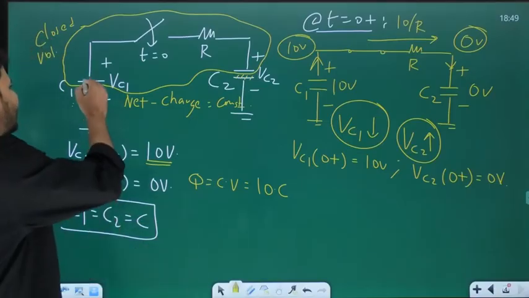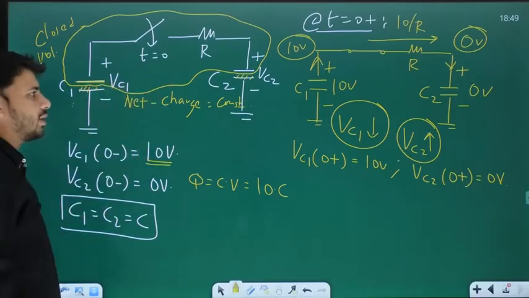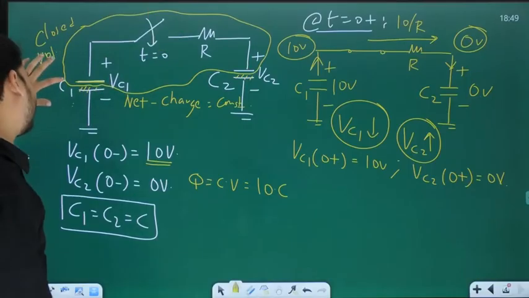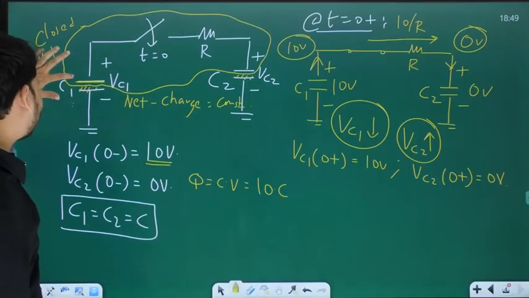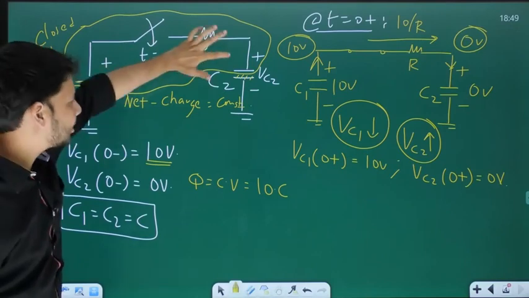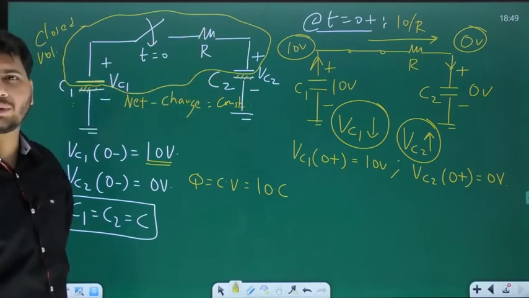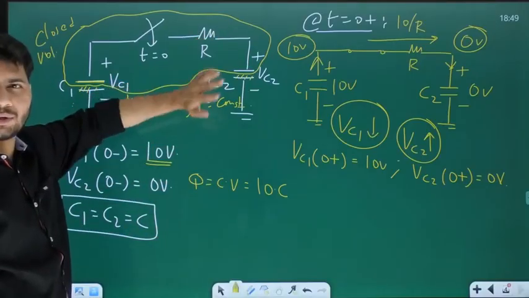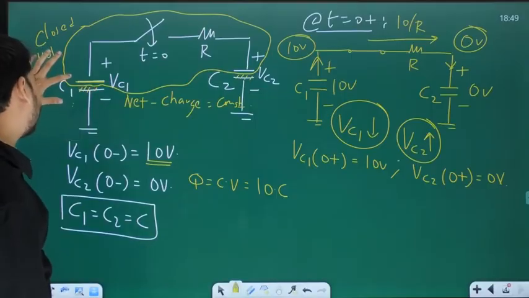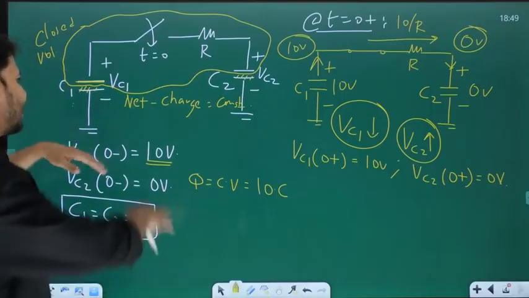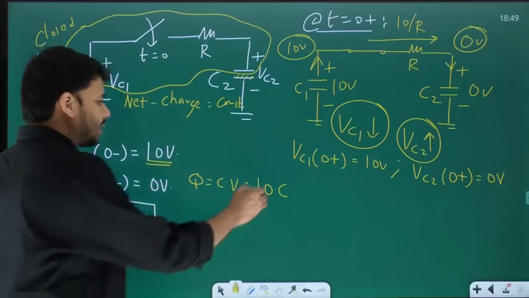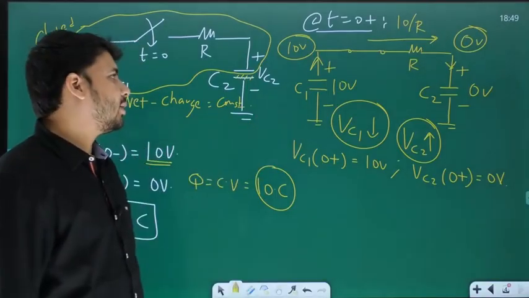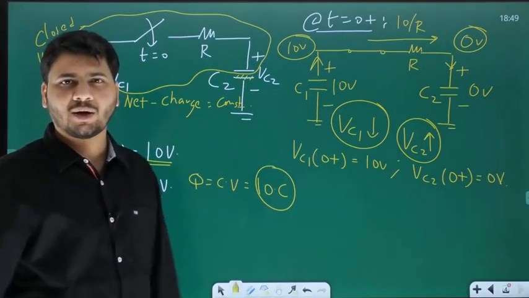But it is only the top plate which is inside this closed volume. So if I ask you, what is the charge within this closed volume? Is it not the charge stored on the top plate of C1 plus the charge stored on the top plate of C2? C2 is initially uncharged, so the charge on its top plate is 0, whereas the charge stored on the top plate of C1 is 10C. So the net charge within this closed volume is also 10C.